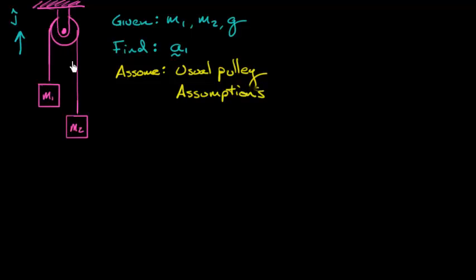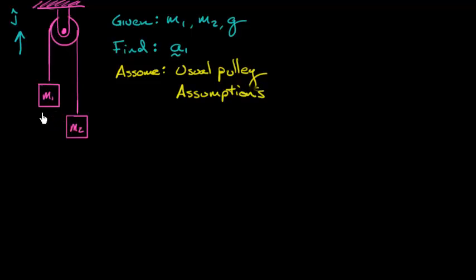So what we have here is a very simple pulley problem, which I'll use as a first step towards solving more complicated pulley problems. In this one, I have two blocks that are connected to each other by a string that's draped over a pulley. I'm given the masses of the two blocks, m1 and m2. Gravitational acceleration is always given, and I want to find the acceleration of block number 1 here.